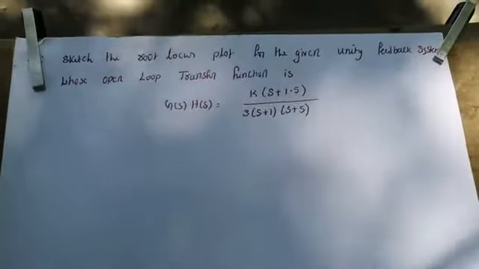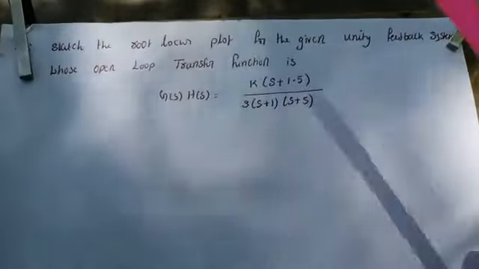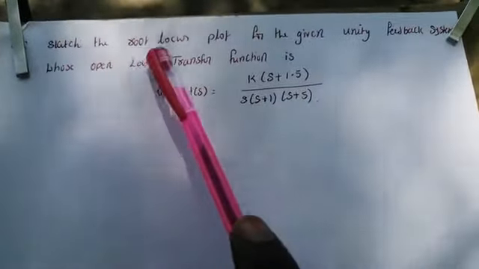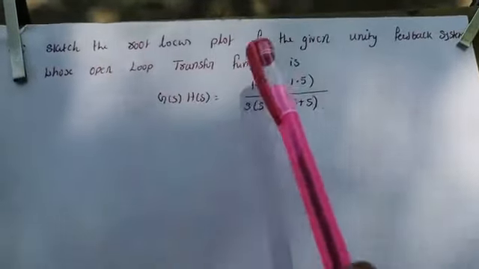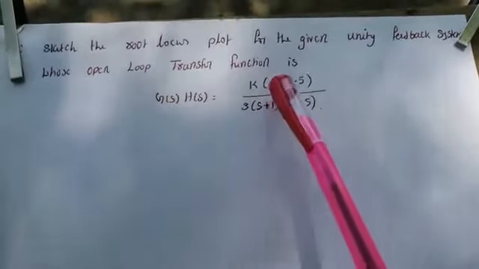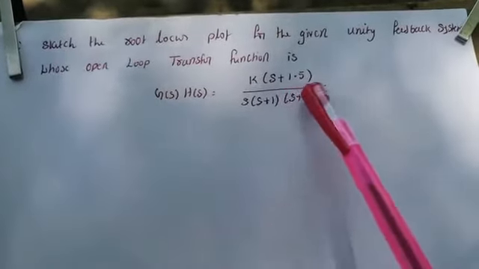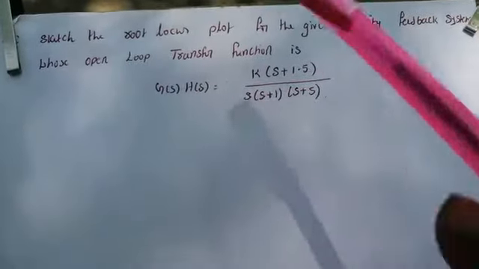Hi students, in this video I am going to explain how to draw the root locus for the given system. Let's see the question here. Sketch the root locus plot for the given unity feedback system whose open loop transfer function is given by G(s)H(s) = K(s + 1.5) / [s(s + 1)(s + 5)]. So this is the given open loop transfer function.